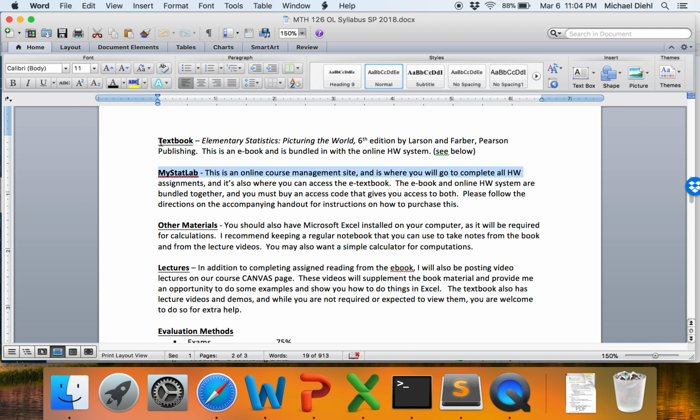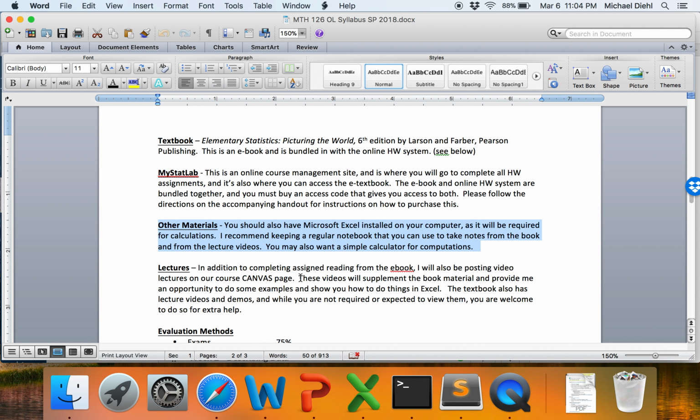These two products are bundled together. The ebook and the My Stat Lab access are all in the same place, and again, I'll show you how to get there in a few minutes. And I think it's about $100. When I first started teaching, it was like $99, but maybe by now it's crept up a little bit higher. But it's not too crazy, and certainly this is the only thing you have to purchase for the course, so it's pretty reasonable.